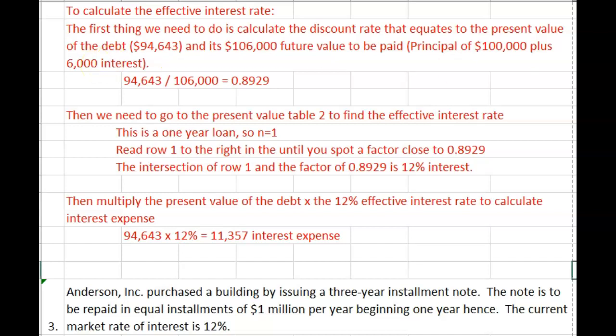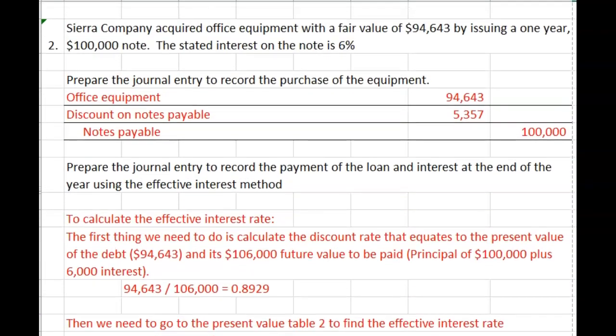We also know that we're paying off the note that's recorded on the books, so we're going to want to debit notes payable, and we're also going to want to get rid of this discount on notes payable once we pay it off, so we're going to need to credit that account for the $5,357. And those are the pieces that make up the journal entry to record the payment of this loan. Go ahead and write the journal entry, then start the video again to check your work.